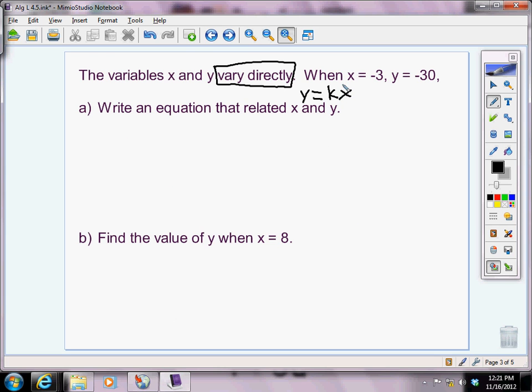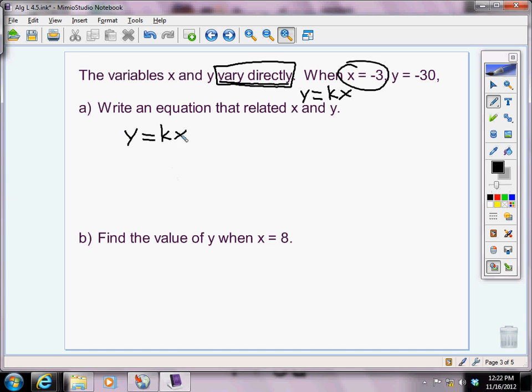Now what we want to do is find out what our constant of variation is. Okay? So stick with me on this. It's not hard to do, but I know sometimes it seems weird. It kind of seems almost repetitive. But it says write an equation that relates x and y. We're focusing on the term varies directly. We see varies directly, we think this equation. Plug in what you know.